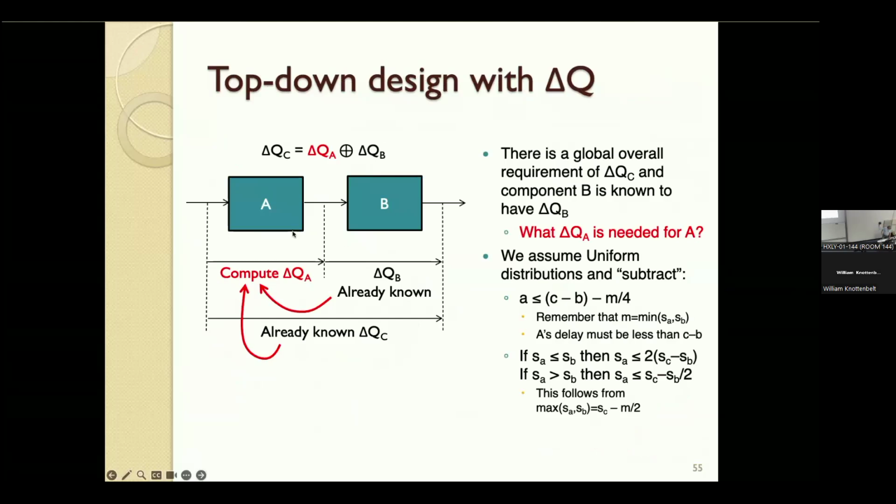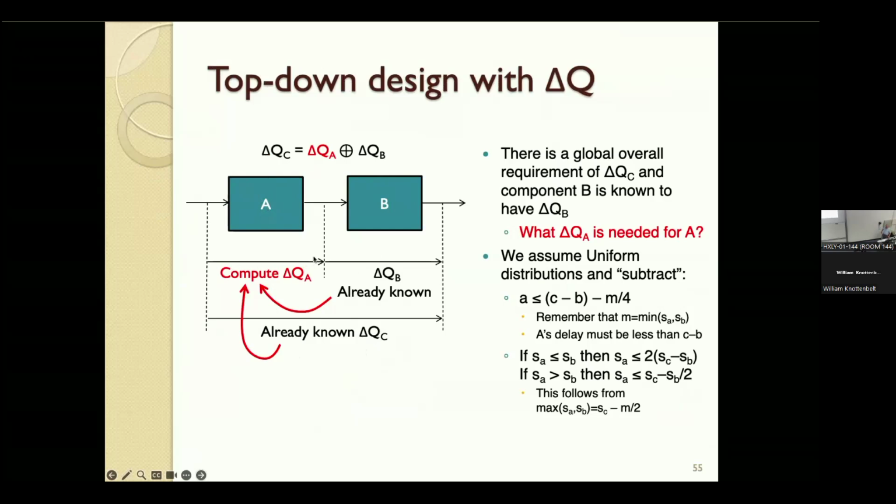In this design, we know the overall required performance of our system, delta QC in black here, and we know component B. Component B is a given component. And then we have to say, what kind of component A do we need? So we're actually putting constraints on component A, okay? So we can do that. We assume we know delta QC and delta QB, and we're computing delta QA.